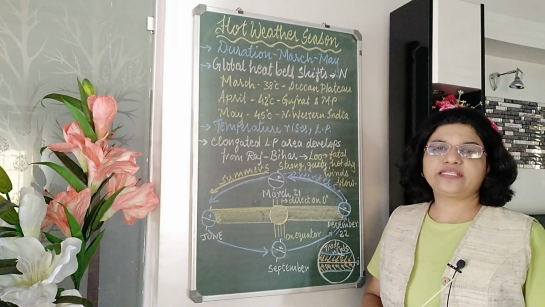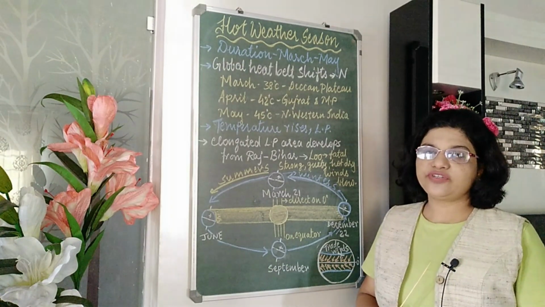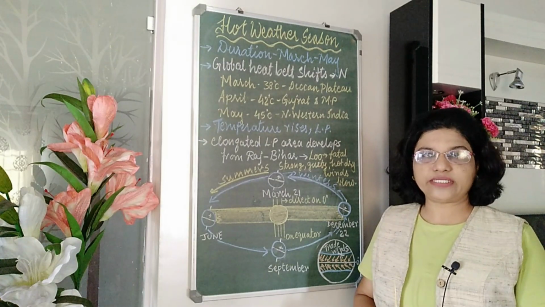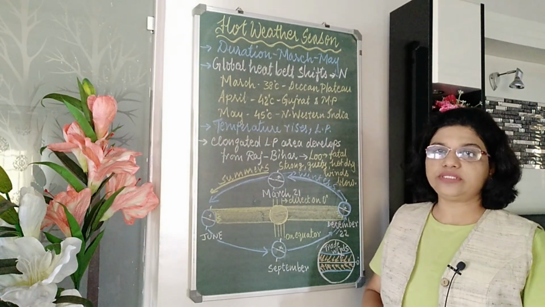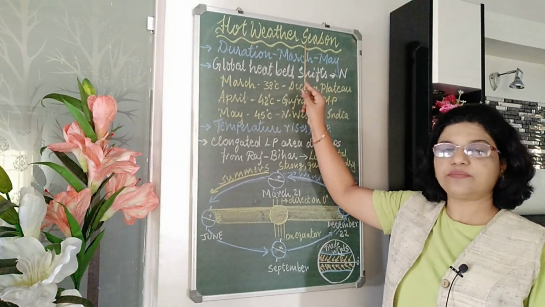We have been dealing with class 9 geography chapter number 4, which is climate, and in my previous video I have dealt with how different seasons are caused and particularly about the winter season. Now in this video we are going to study further about the hot weather season, which is the summer season.